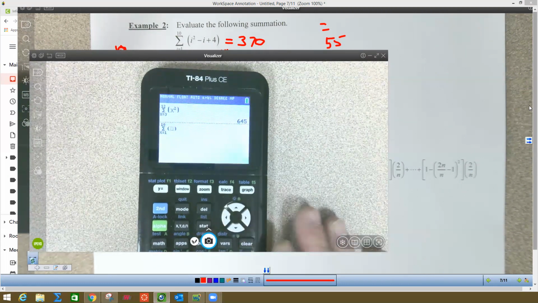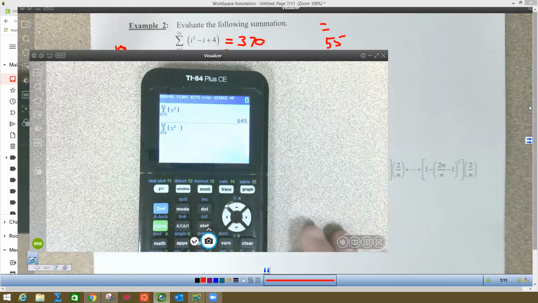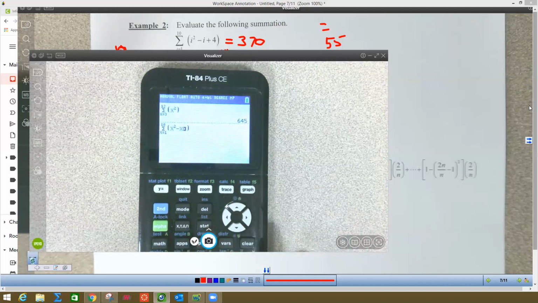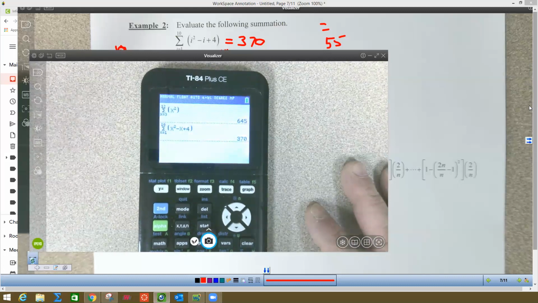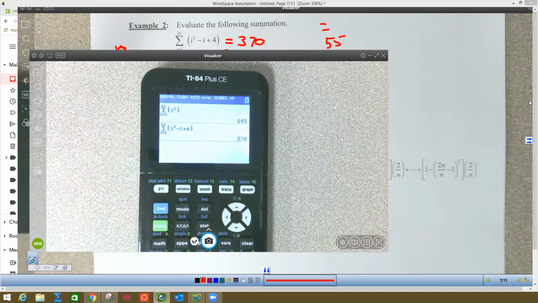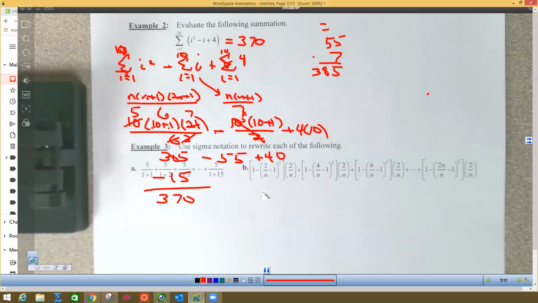so I'm going to hit 1 there, 10 there, and then I'm going to come over here and type that whole thing in there. And I'm using x's, remember, so it's x squared minus x plus 4. And I hit enter, and there's the same 370 I got by hand. So you can use your calculator to check those. Okay, so you're supposed to try to memorize those summation things.